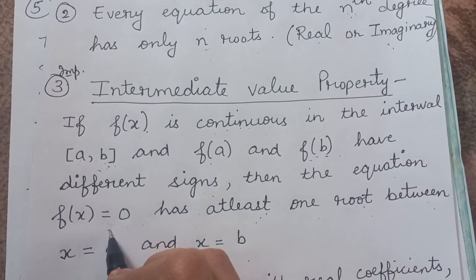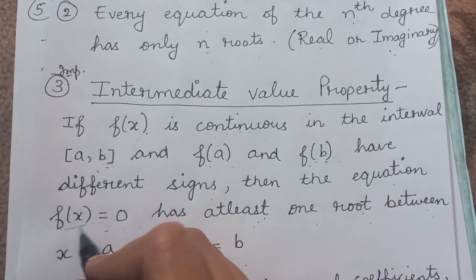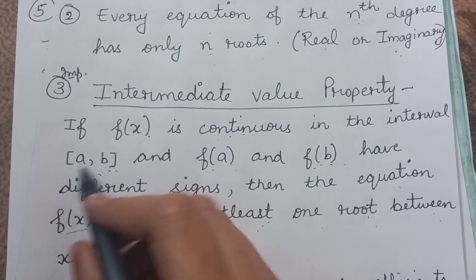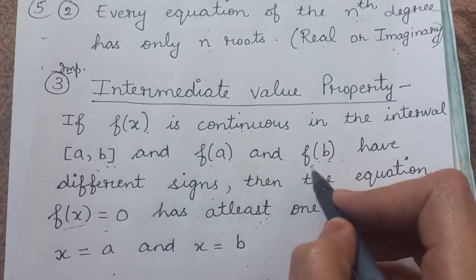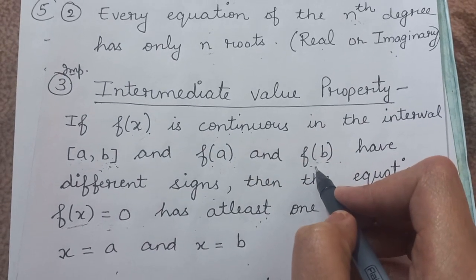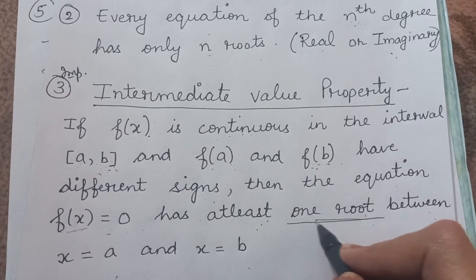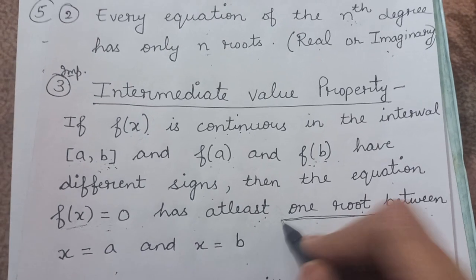When will it exist? When these two conditions are satisfied: that this f of x is continuous in this closed interval, and when I put these two extreme values in this function f of x, I'm getting different signs. Then there will be one root that we can find using our iterative methods. Got it? This is the intermediate value property.